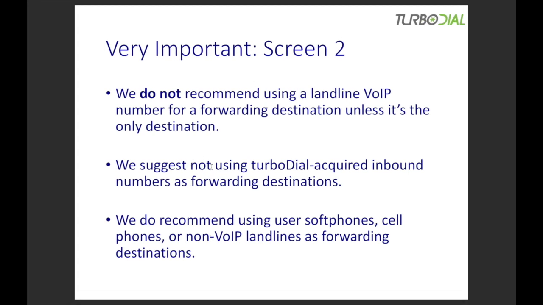We do suggest not using TurboDial acquired inbound numbers as forwarding destinations, and the reason for that is that an inbound call note is created each time one of your TurboDial acquired numbers is called. So if your first number called is a TurboDial acquired number, a call note will be created, and if that number forwards to other TurboDial acquired numbers, additional call notes are going to be automatically created. However, we do recommend using user soft phones, cell phones, or non-VoIP landlines as forwarding destinations.